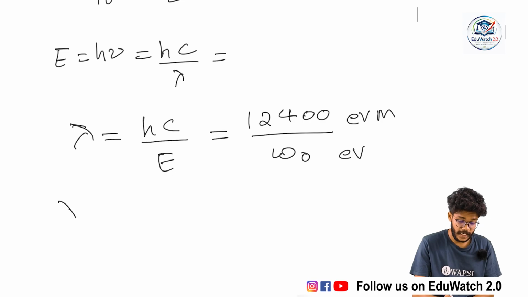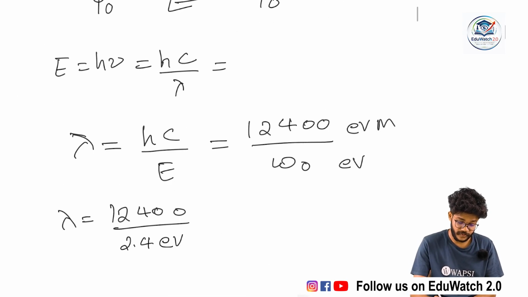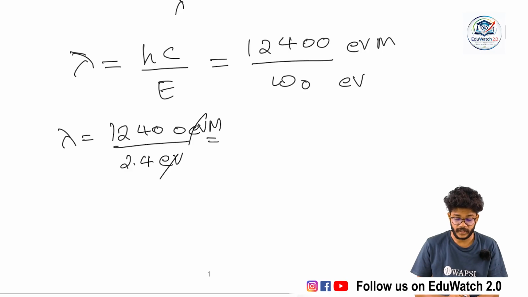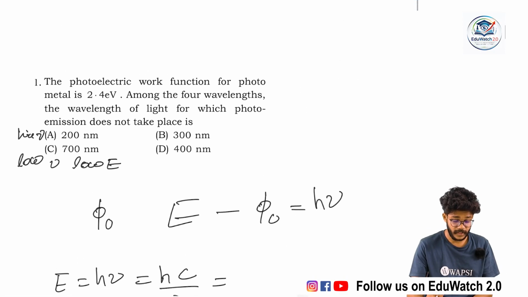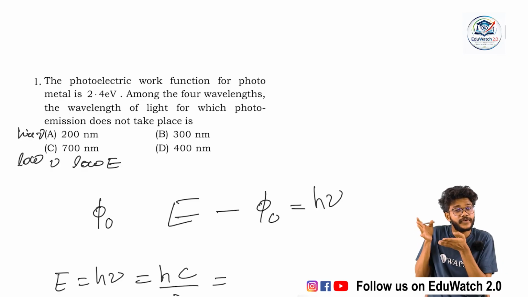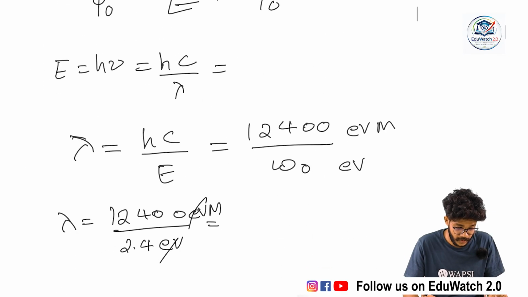So here lambda is equal to 12,400 divided by the work function of 2.4 electron volt. The electron volt cancels, and the answer is approximately 500 something. 124 divided by 2.4 is about 51, multiplied by 100 gives approximately 500 something. But our wavelength is 700 nanometer, so no ejection of electron takes place, because the minimum energy corresponds to a wavelength of about 500 something.